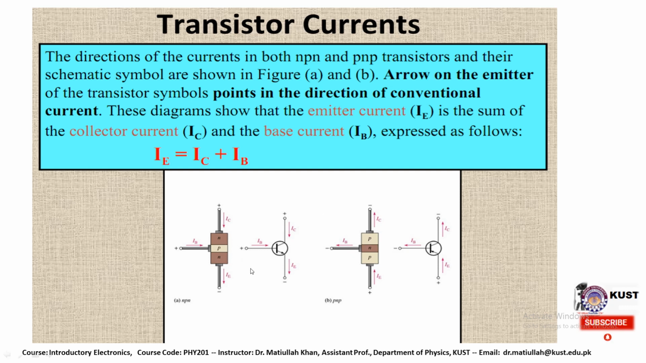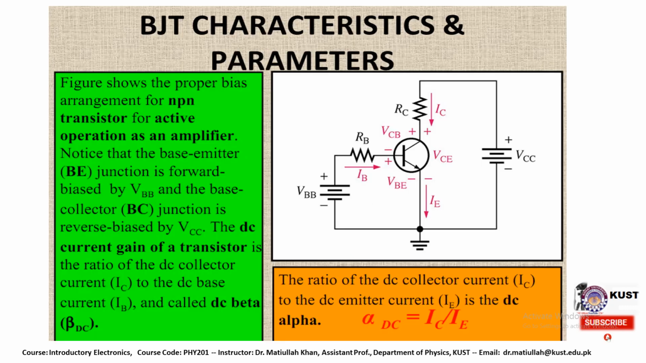Here we want to elaborate the discussion in the form of an equation: the emitter current is the sum of the collector current and the base current. So that should be expressed as IE equals IC plus IB.